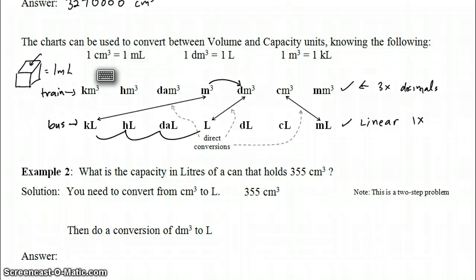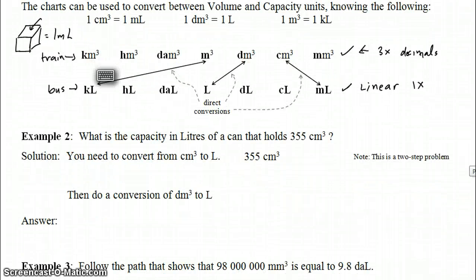Anyways, I won't get too complicated about that. We can discuss that more in class. But what I'm trying to do here is show you that we can convert from cubic units, which is volume, to capacity units, which are liters. And we'll take the first example. It says, what is the capacity of a can in liters that has 355 cubic centimeters? Well, we need to convert from cubic centimeters to liters.